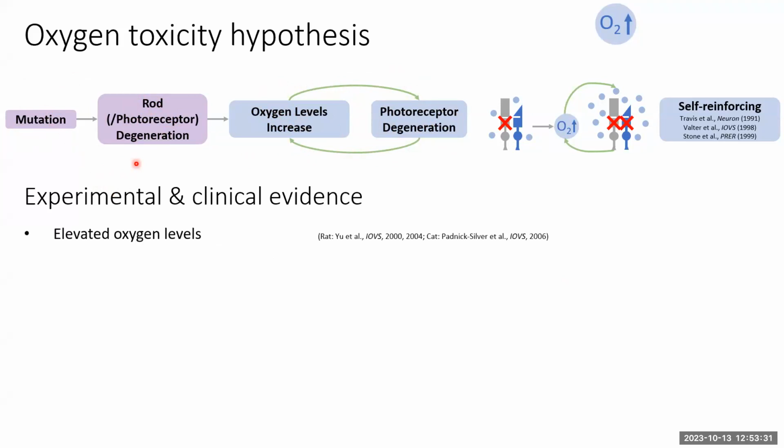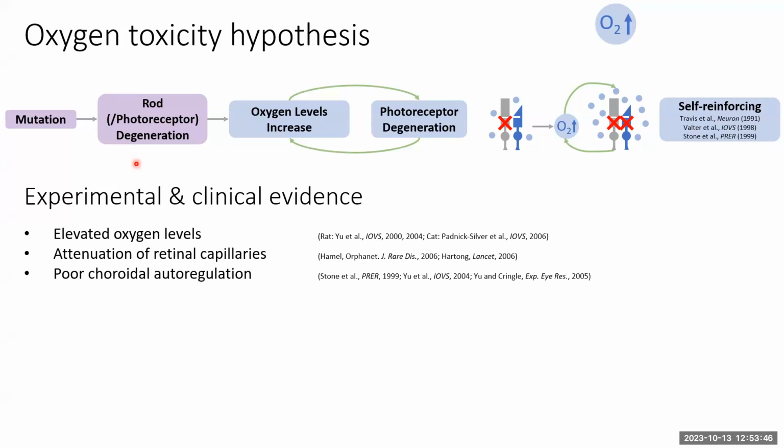So there's a number of lines of experimental and clinical evidence pointing towards this mechanism. For example, experiments using oxygen-sensitive microelectrodes in rats and cat models of RP have shown elevated oxygen levels. In humans, we see attenuation of the retinal capillaries, indicating increased oxygen levels. We know that the choroid, the vascular layer that supplies the outer retina in which the photoreceptors reside, autoregulates very poorly in response to increased oxygen levels, so you keep having a supply of oxygen even when oxygen levels have risen.